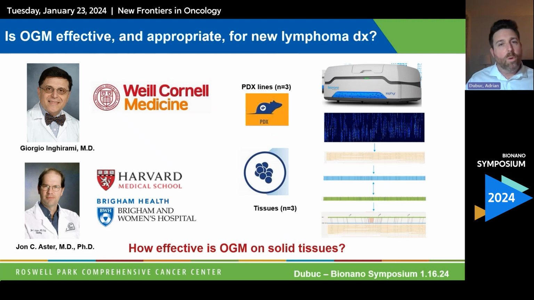So we began feeling more and more confident that optical genome mapping was giving us exactly what we needed, which was to say both the timeline and the resolution in order to detect the clinically relevant variants that exist in lymphomas. And because of this, in collaboration with Dr. Giorgio Inghirami at Weill Cornell and my previous chair, Dr. John Aster at Brigham and Women's, we undertook a pilot experiment in which we took primary lymphomas as well as matching patient-derived xenograft lines and asked, how effective is OGM on solid tissues?